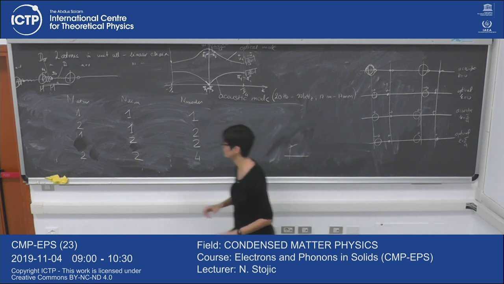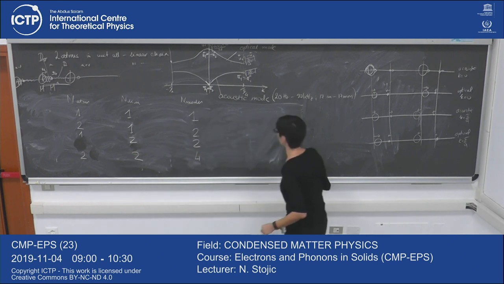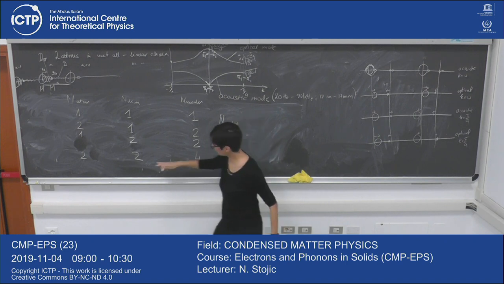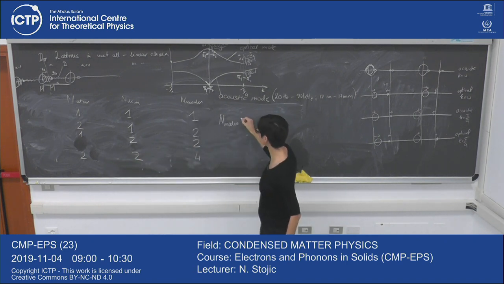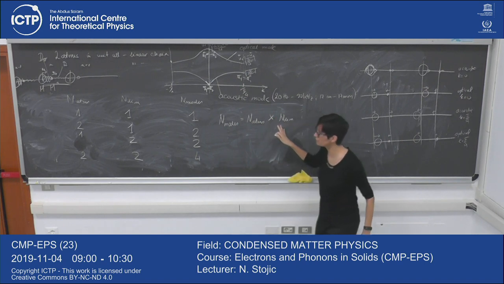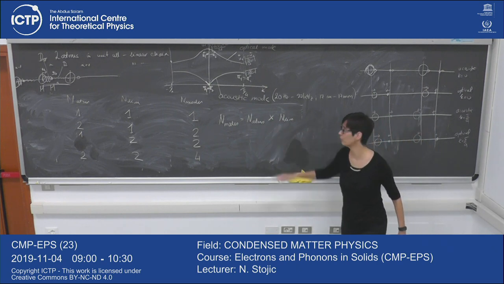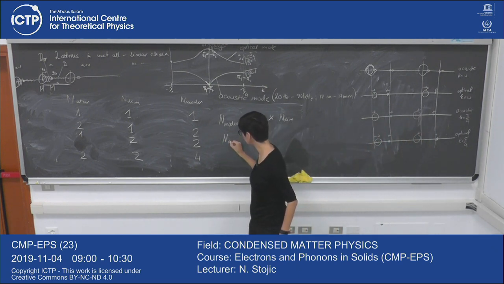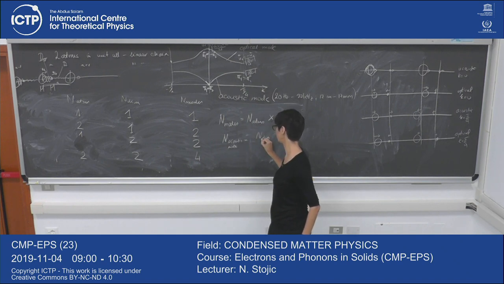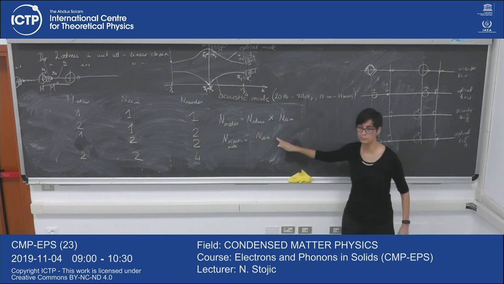Okay, let me just give the rule here because I'm afraid I'll skip something important. So the number of modes is equal to the number of atoms times the number of dimensions. This is maybe not clear as of now, but in a few moments I hope I will clear it out. While the number of acoustic modes is equal to the number of dimensions. This should be clear by now. This is determined by how many directions you have for the center of mass motion.